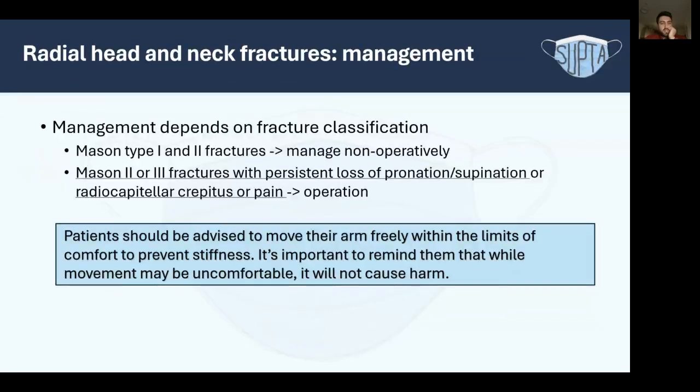What you tend to do with radial head fractures is use a sling for 2 to 4 weeks and NSAIDs, and that should resolve the issue. Patients should be advised to move their arm freely within the limits of comfort to prevent stiffness. It's important to remind them that while movement may be uncomfortable, it shouldn't cause any harm.